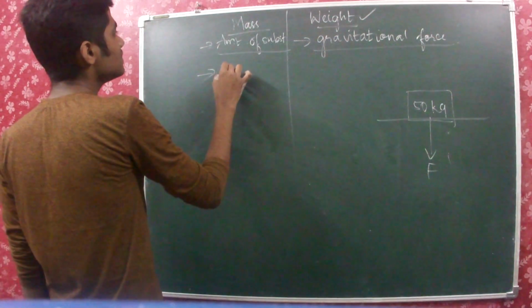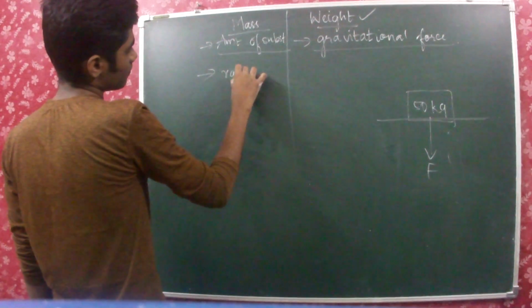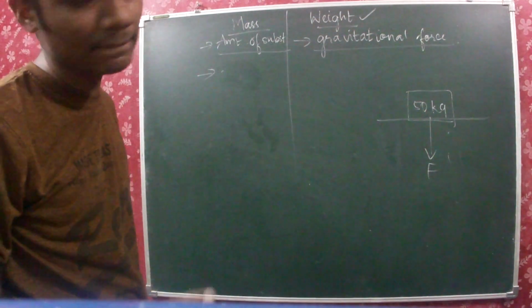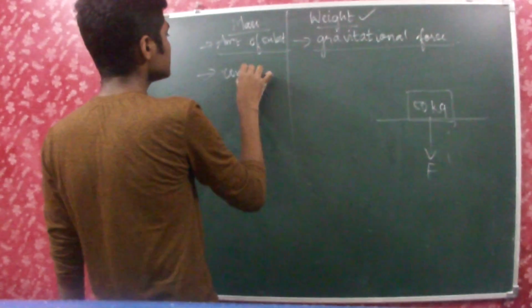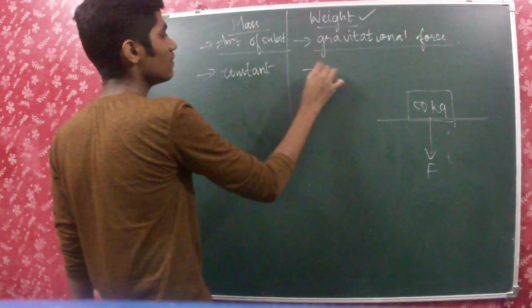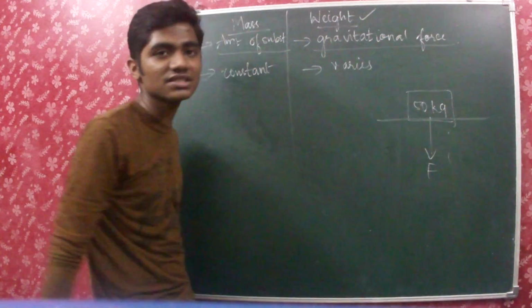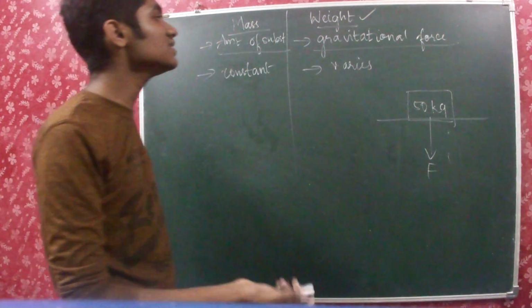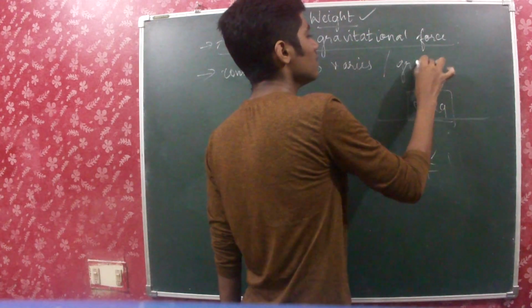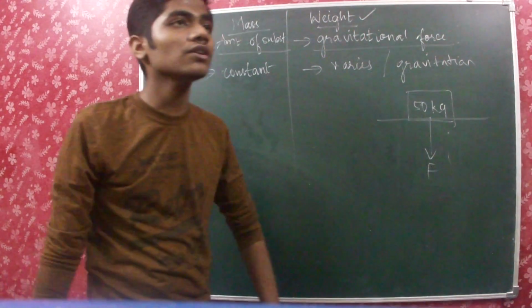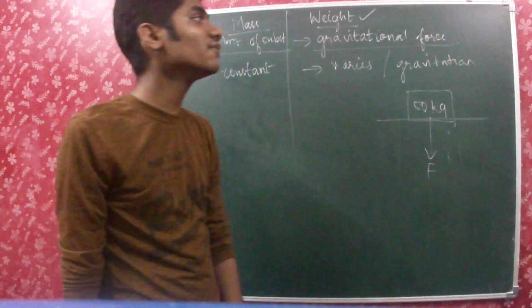Mass does not vary. Mass is constant. Wherever you go, it does not vary. But weight varies because of the difference in the gravitational acceleration. Because of the variation in gravity, the weight value differs. That's why we say a person weighs one value on earth and the same person weighs a different value on the moon.